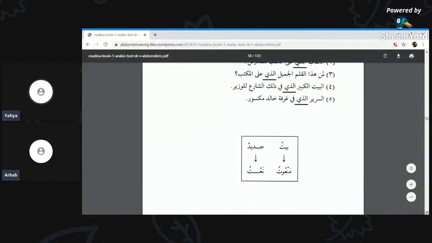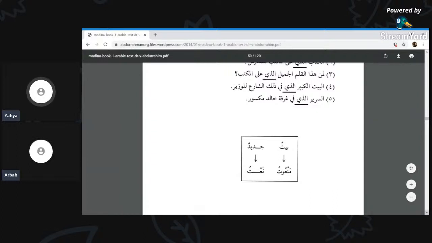Okay, here we go. Baytun jadidun. So if I said al-baytu jadidun, it means the house is new. Al-baytu is mubtada and jadidun is the khabar. But if I just say baytun jadidun, not al-baytu, I'm not saying the house is new anymore. Now I'm saying a new house. Or if I said al-baytu al-jadidu, I'd be saying the new house, and then I'd have to complete the sentence. So for example, I'll say al-baytu al-jadidu jamilun. The new house is beautiful.